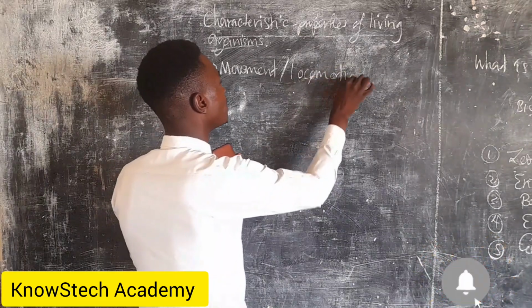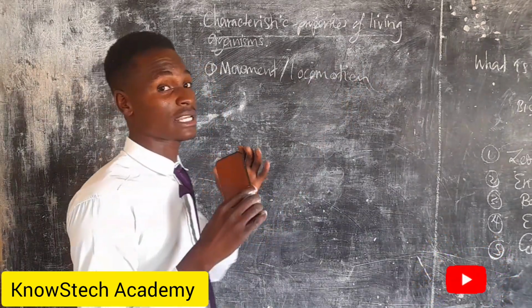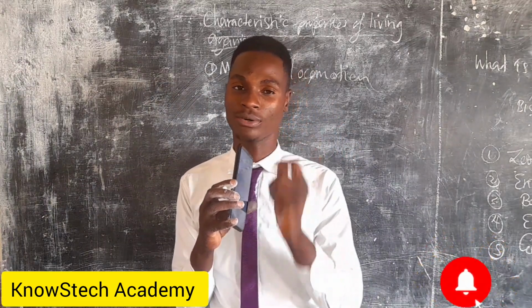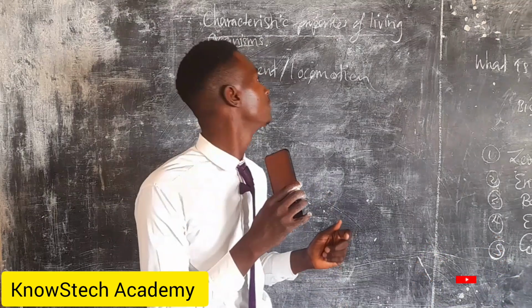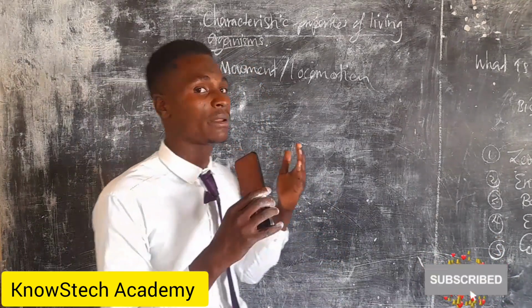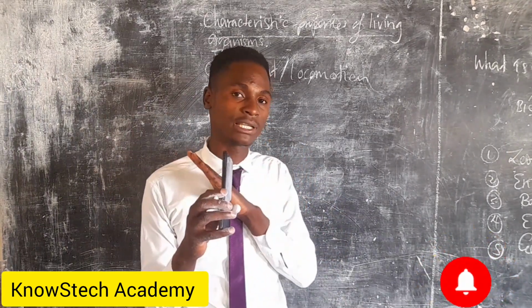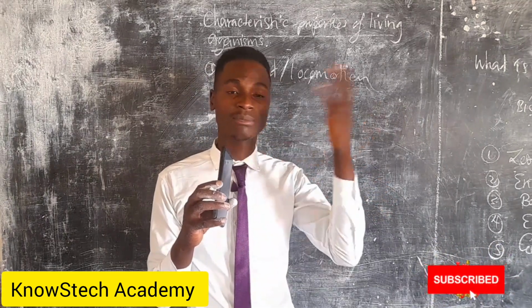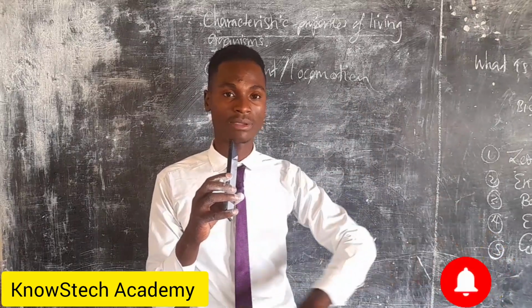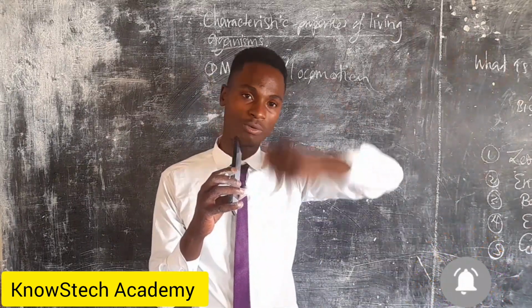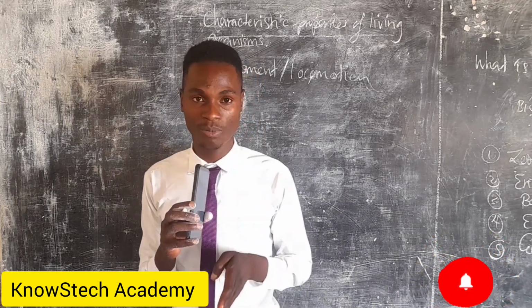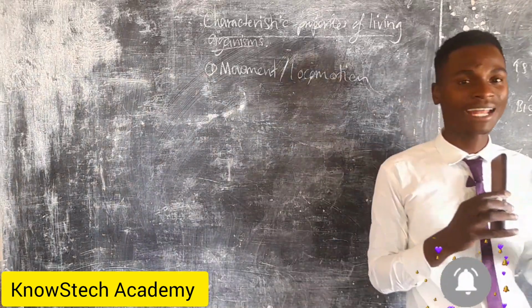Movement and locomotion. There is a slight difference between movement and locomotion, and you need to know the difference. Movement is when one part of the body is changing location, like what I'm doing here. This is the movement of this arm. I'm moving my arm like this. This is movement.